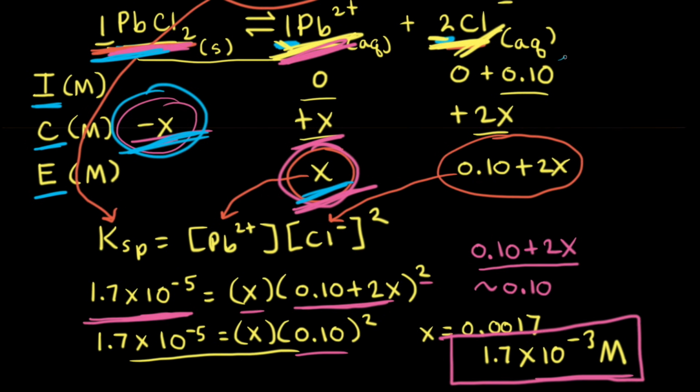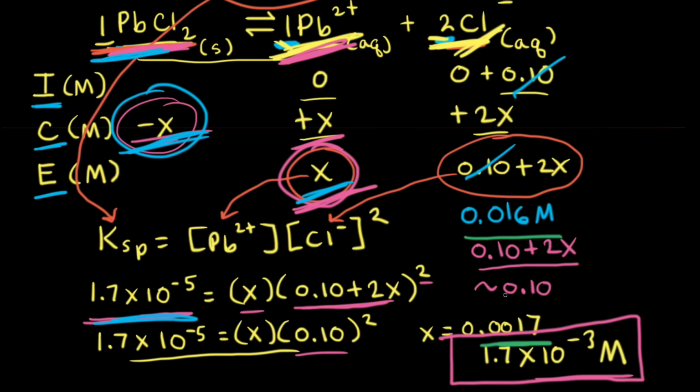Finally, if we had calculated the molar solubility of lead-2 chloride without the presence of a common ion, this 0.10 would have been gone from everything, and doing the math that way, we would have found that the molar solubility at 25 degrees Celsius, and using this value for the Ksp, comes out to 0.016 molar. So comparing these two molar solubilities, 0.016 molar versus 0.0017, that's approximately a factor of 10.